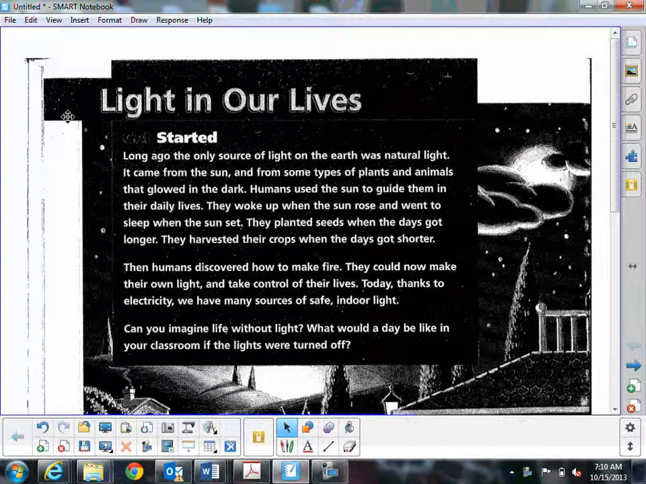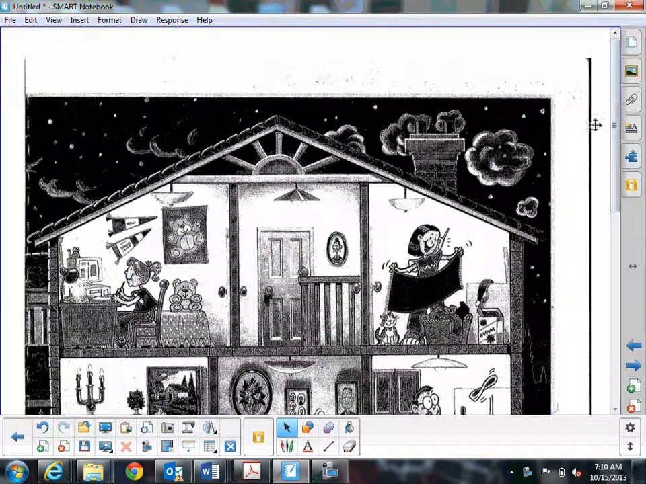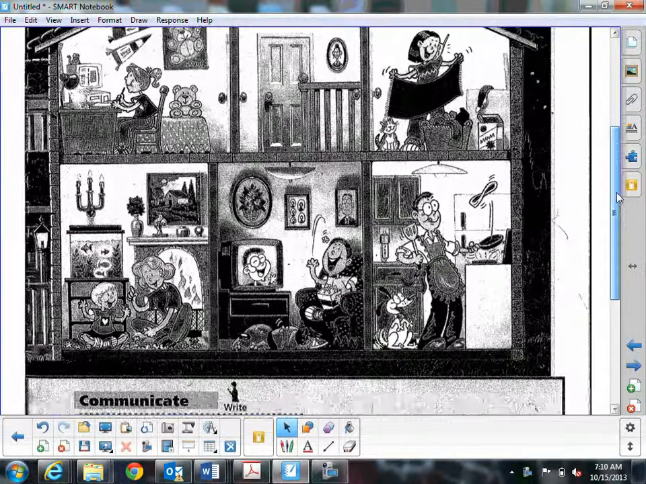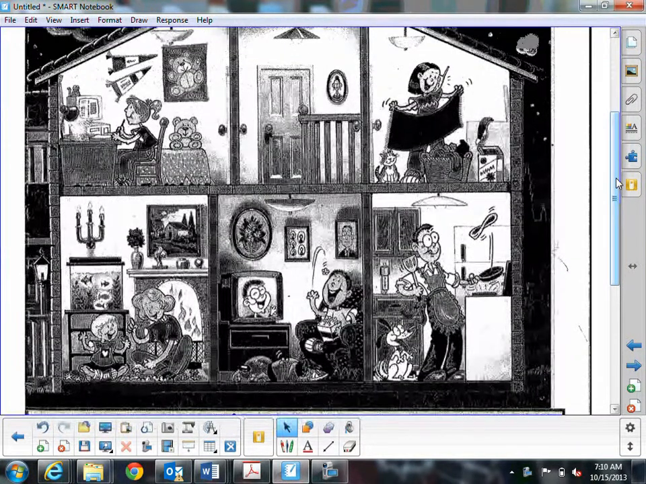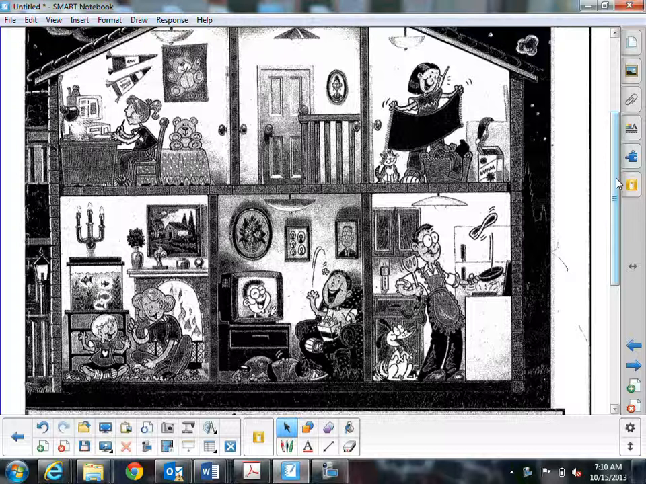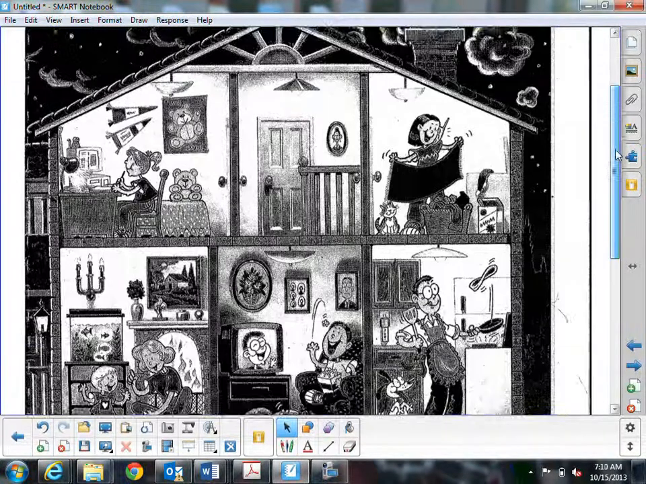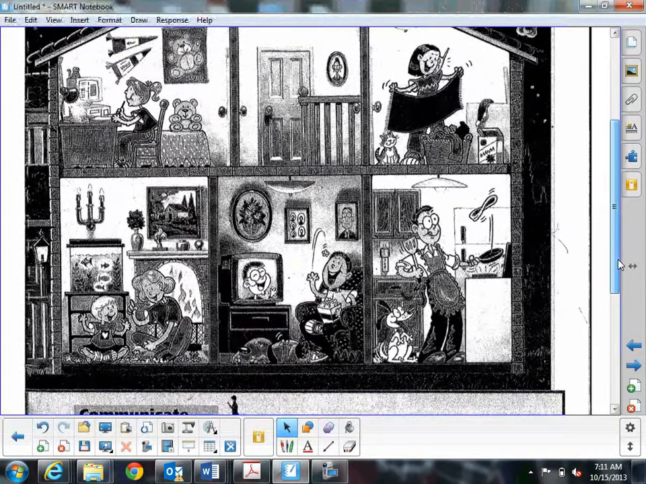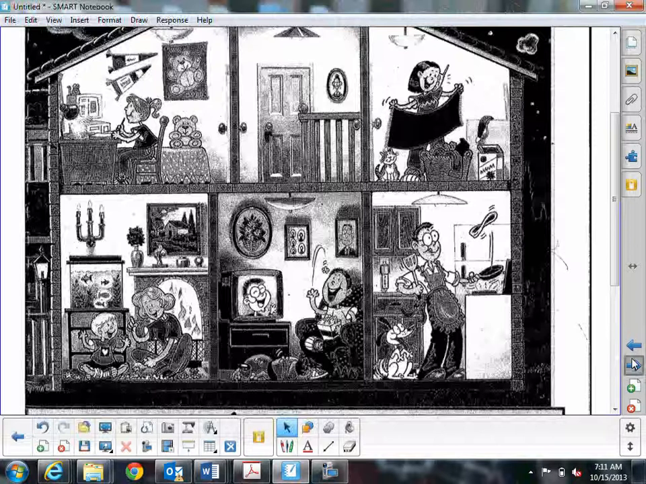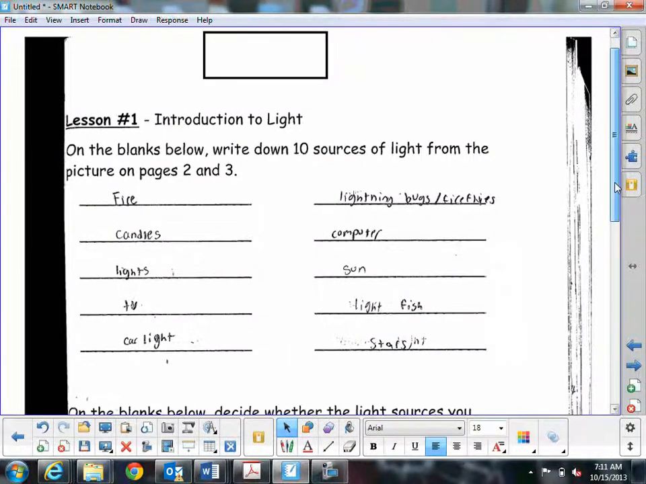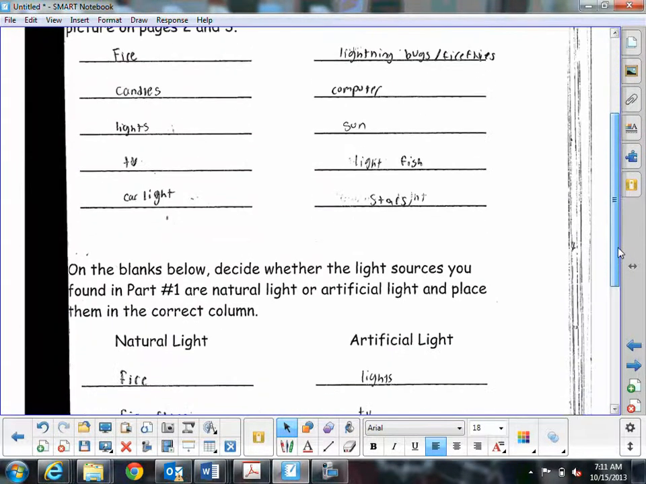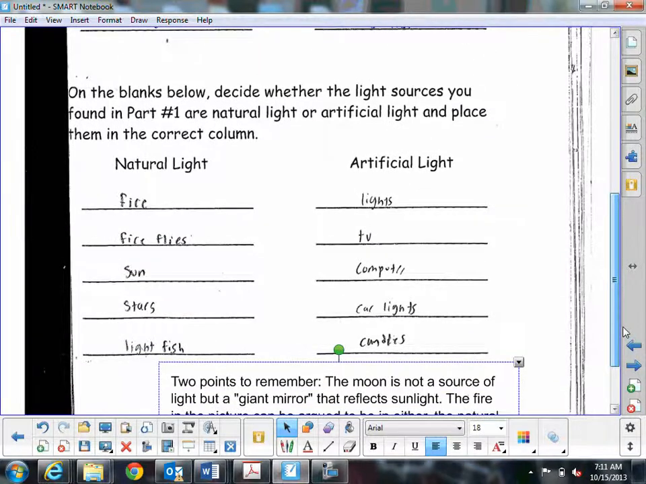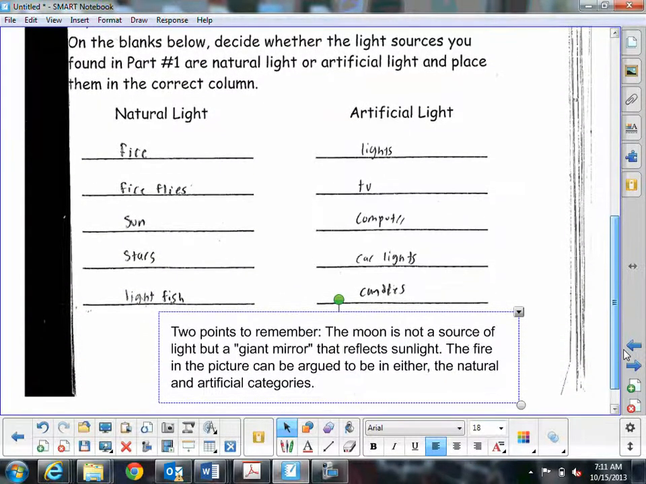Okay, so the first two pages that we studied were pages 2 and 3 in your light textbook. And they look as such here. They are a picture which has a lot of images in which there's artificial and natural light. What you are responsible for is being able to identify the difference between artificial and natural light and being able to list different types of natural and artificial light, similar to what we did here. This is 10 sources of light, 5 sources of natural light and 5 sources of artificial light.